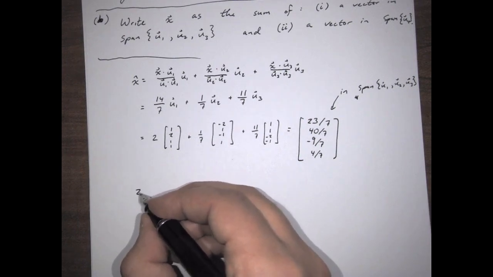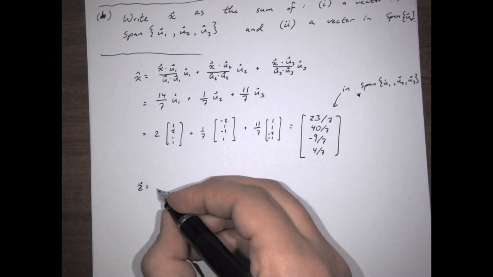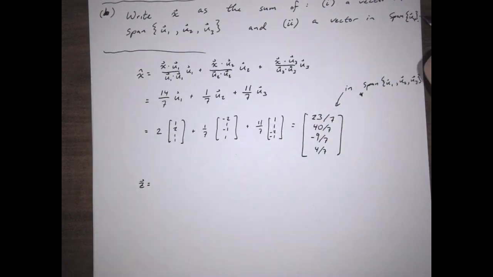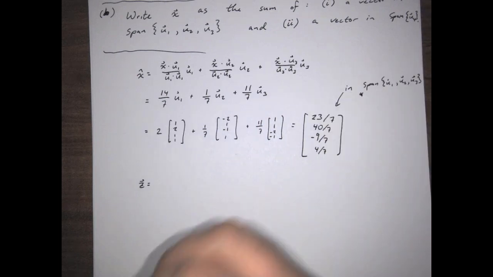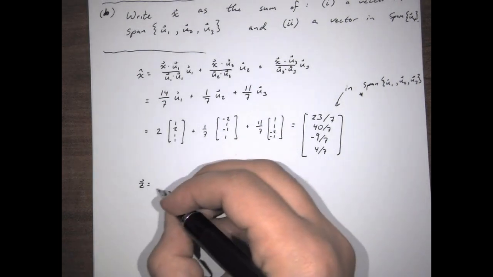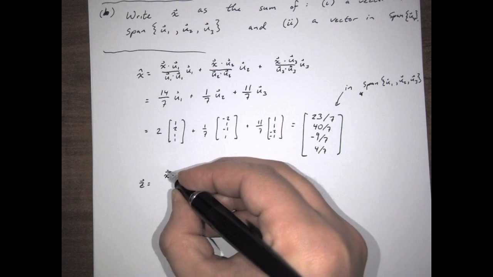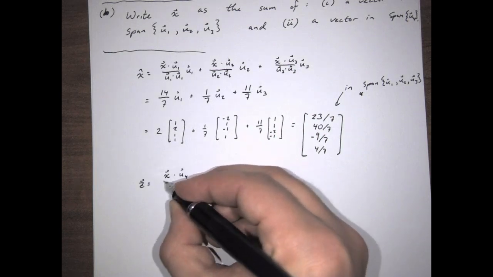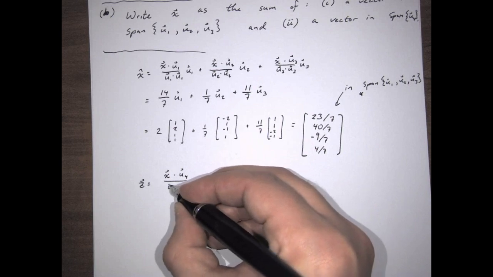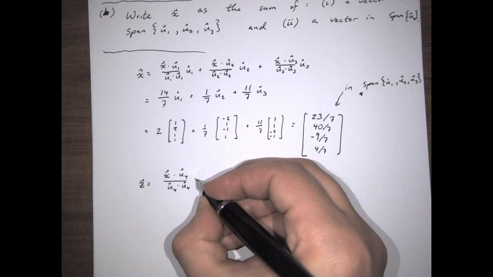Also, we can say z, which is equal to, well, we can either think of it as being the projection onto u4, or we can do the subtraction, x minus x hat. Either way, it should be the same. So z is equal to, might as well just do x dot u4 over u4 dot u4, times u4.